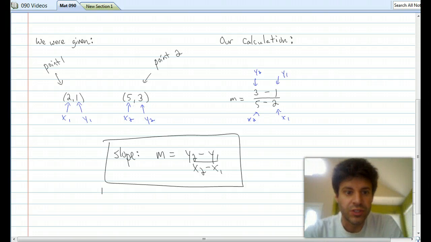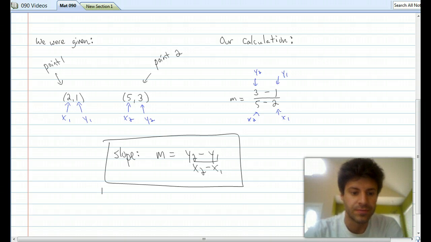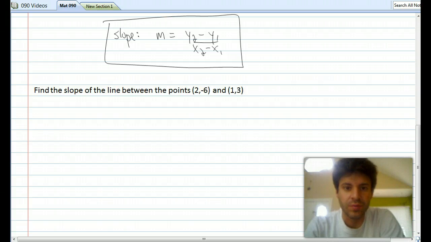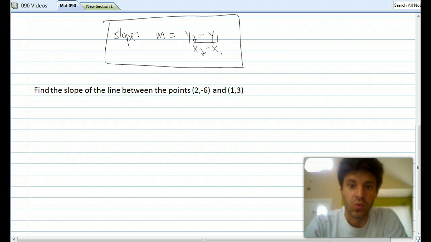No matter which point you choose as point 1 and which point you choose as point 2, as long as they're both on the line, it doesn't matter what order you do it in, your slope calculation should come out the same. Let's look at another example. Let's find the slope of the line between the points (2, -6) and (1, 3).